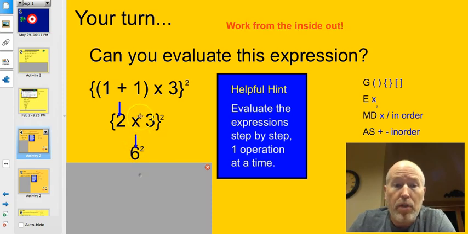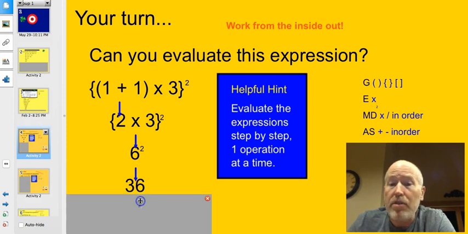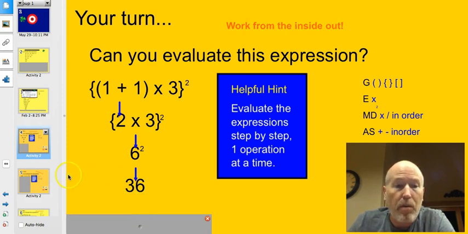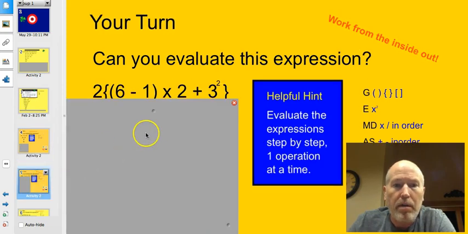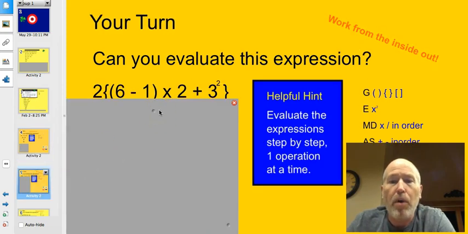And then you did 2 times 3, which was 6. And all you had to do was square the 6 to get 36. Bet you got that one right. Let's try something a little bit harder. Here we go. Give this one a go. Go ahead and pause the video and try this one.